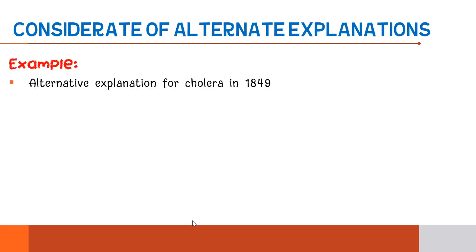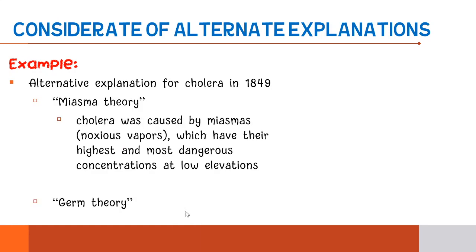So let us take for example cholera that happened in 1849. This is the most famous example. Now, before germ theory, which is the theory we still use until now, there was what we call miasma theory. So what is this miasma theory? Cholera was caused by miasmas or noxious vapors which have their highest and most dangerous concentrations at low elevations.